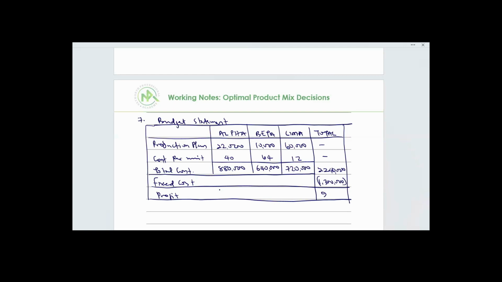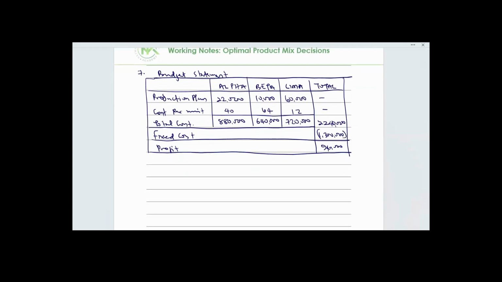Yes. 940,000. 940,000. That's the profit. That's what the examiner asks you to do. So I would then say the profit derivable, the maximum profit derivable, according to the question, you have to prepare a budget statement which clearly shows the maximum profits which could be achieved in that period.